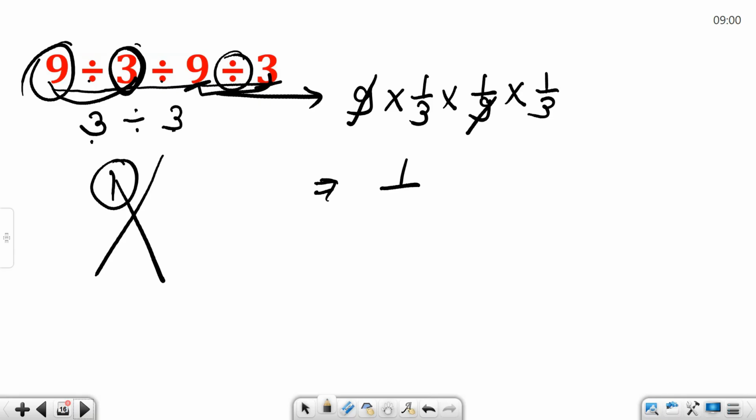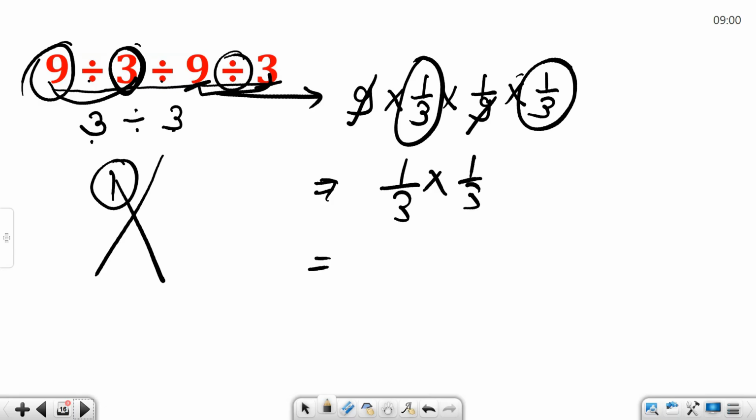Now we have 1 over 3 times this other 1 over 3. So 1 over 3 times 1 over 3 equals 1 over 9. And that is the correct right answer.